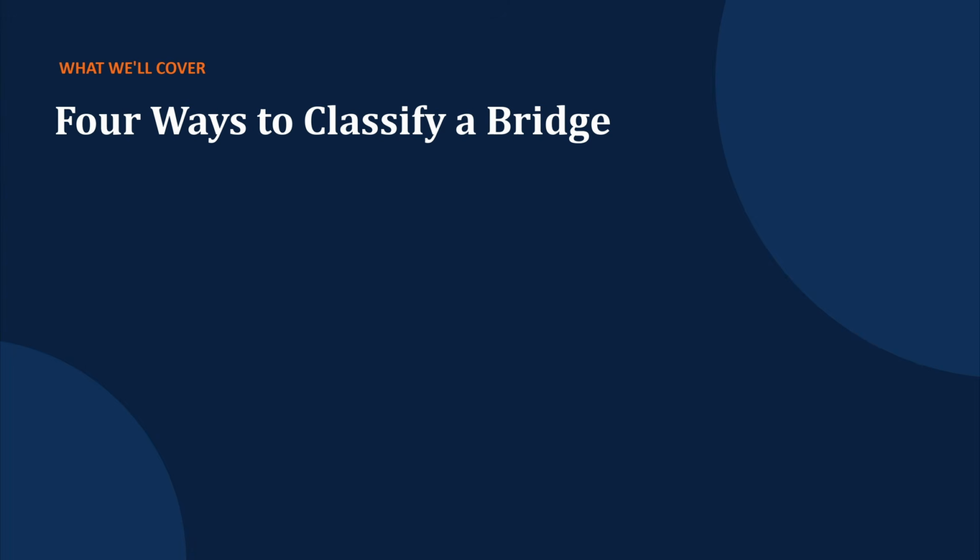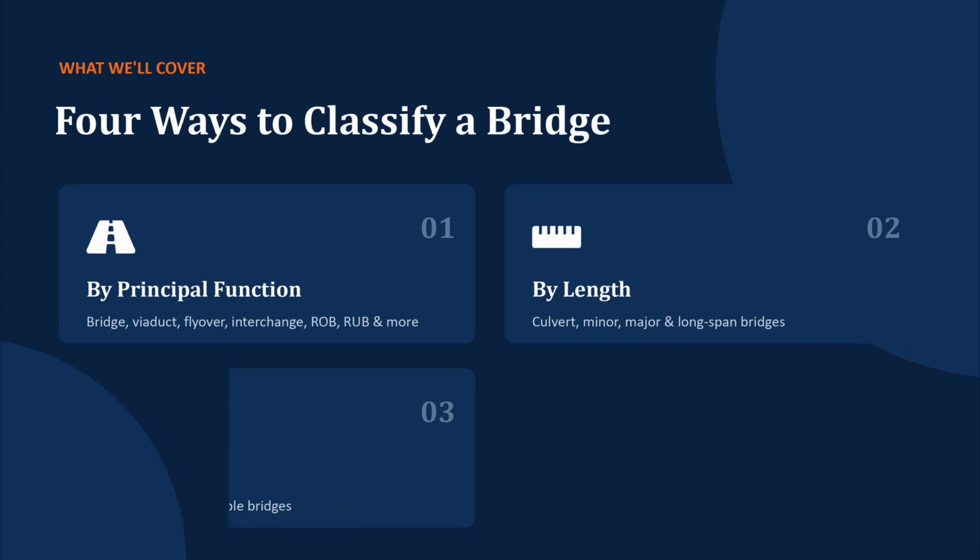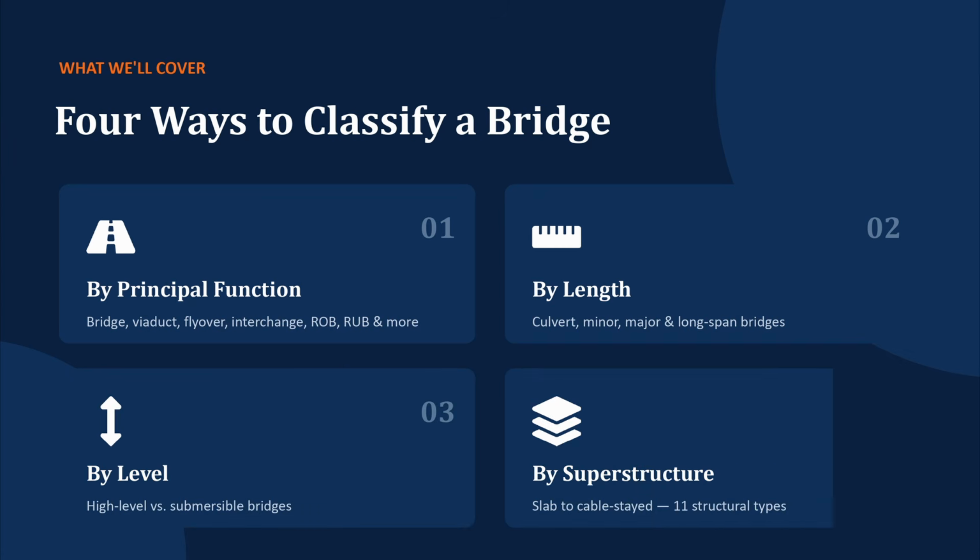We are breaking bridges into four classifications. First is based on function, what job the bridge is doing. Second, based on the length, how big a span we are talking about. Third, based on level, how it behaves in a flood. And fourth is based on superstructure, the actual structural system holding it up. That last one is the big one, 13 types. So stick around for that.